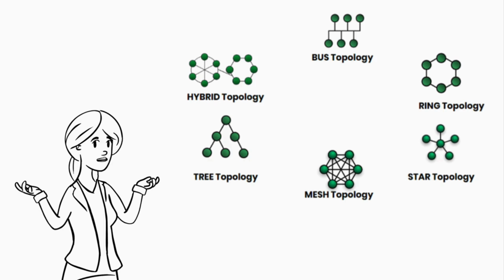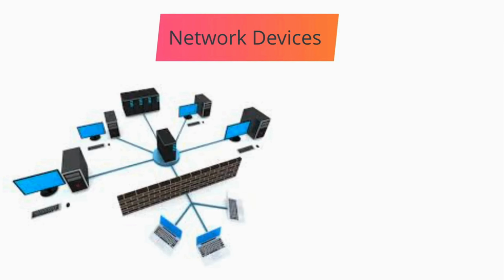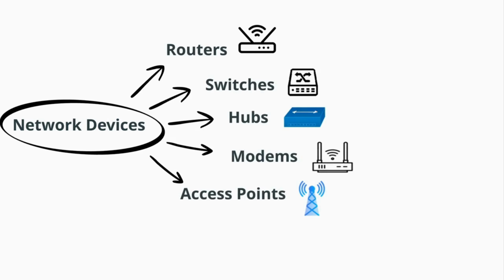What are network devices? Network devices are the hardware components that connect computers and other electronic devices together to form a network. Some of the most common network devices include routers, switches, hubs, modems, access points, and firewalls.